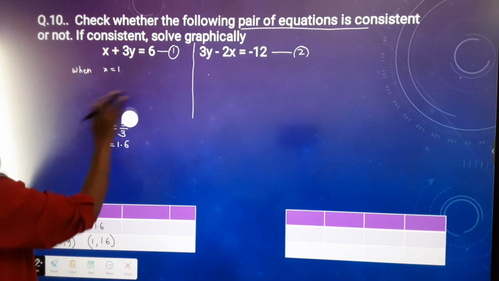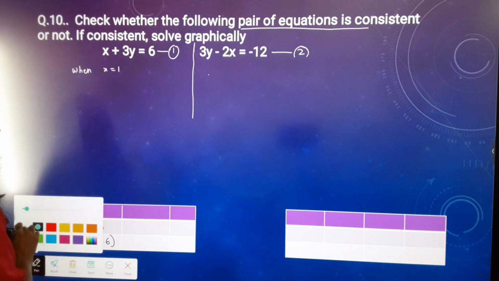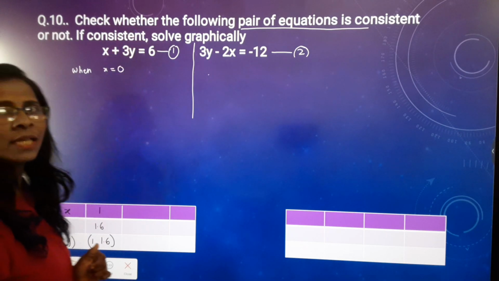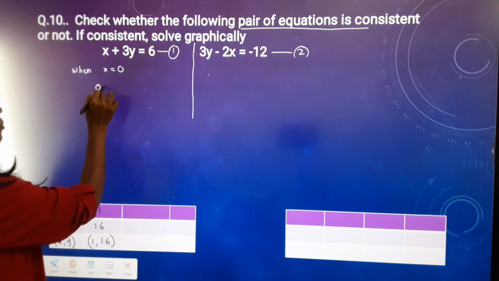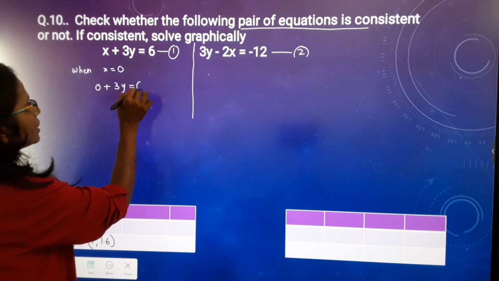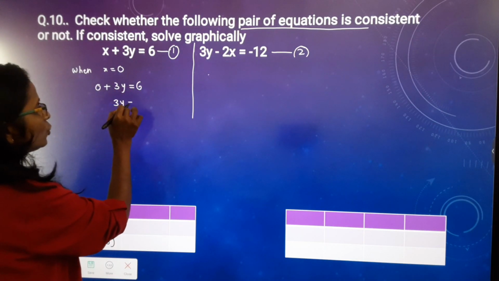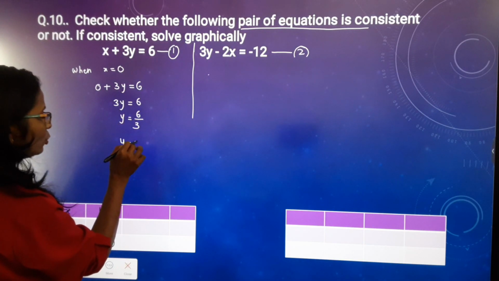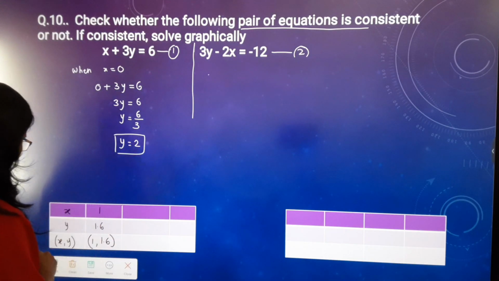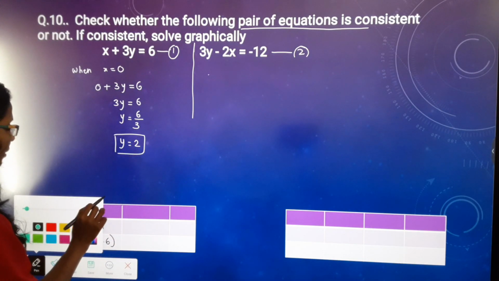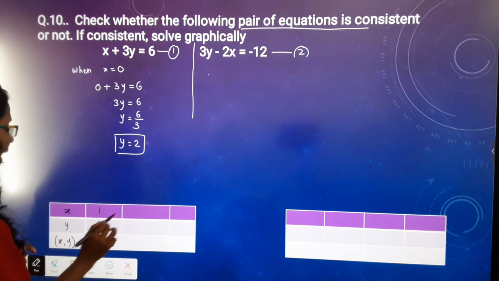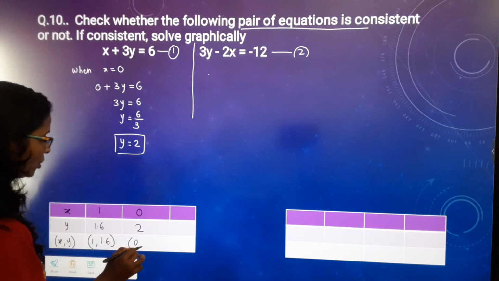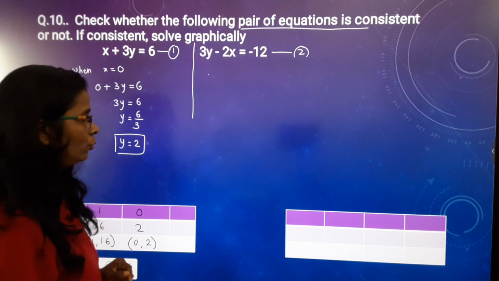Next, take the value of x as 0. Then 0 plus 3y is equal to 6. So 3y is equal to 6, so y is equal to 6 upon 3. So y is equal to 2. So we can fill this: x is equal to 0, then y becomes 2. The coordinates are 0, 2.